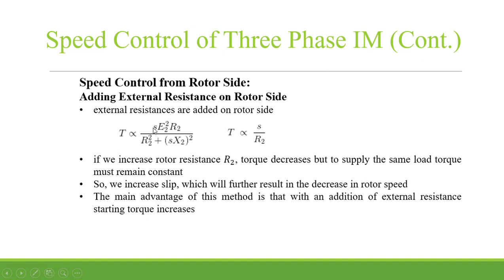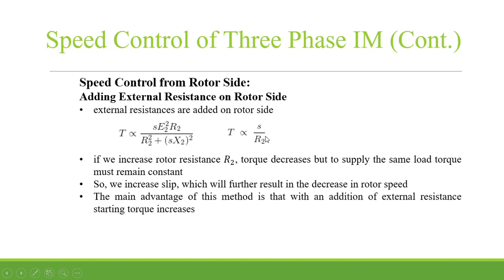Now we know that torque is directly proportional to this. For low slip, this quantity will be very small, so we can neglect it. Suppose the applied voltage is fixed, so torque will be directly proportional to S upon R2. So torque is inversely proportional to the rotor resistance. So if we increase the rotor resistance, torque will decrease.